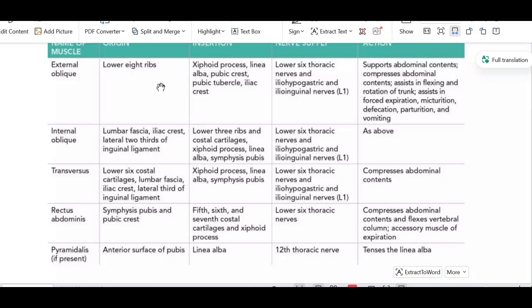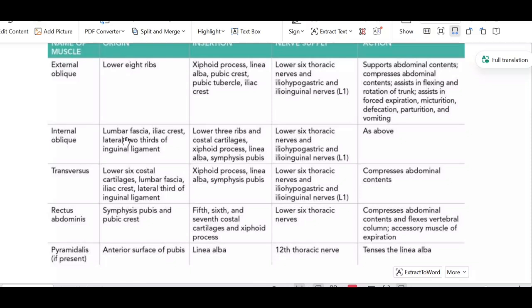So the origin of the transversus abdominis muscle is again from the lower 6 costal cartilages, that means from the rib 6 to rib 12 costal cartilages, and from the lumbar fascia, from the iliac crest posteriorly, and from the lateral third of the inguinal ligament. Now that is the difference point between the internal oblique and transversus abdominis origin. The internal oblique was originating from the lateral 2/3 part of the inguinal ligament, but the transversus abdominis originates from the lateral 1/3 part of the inguinal ligament.